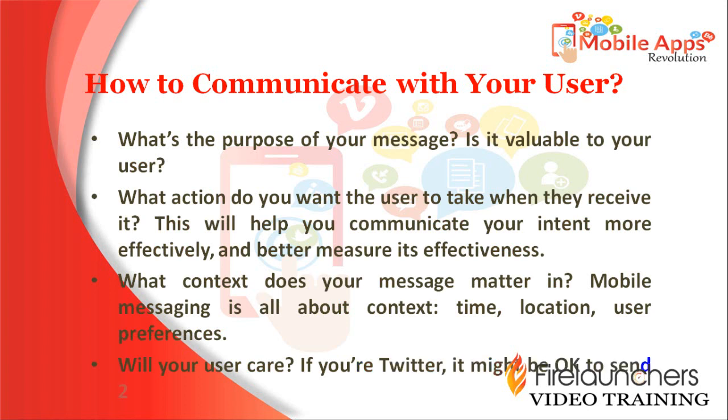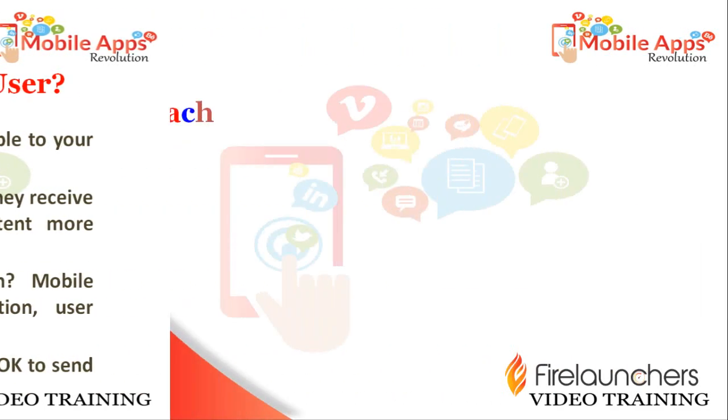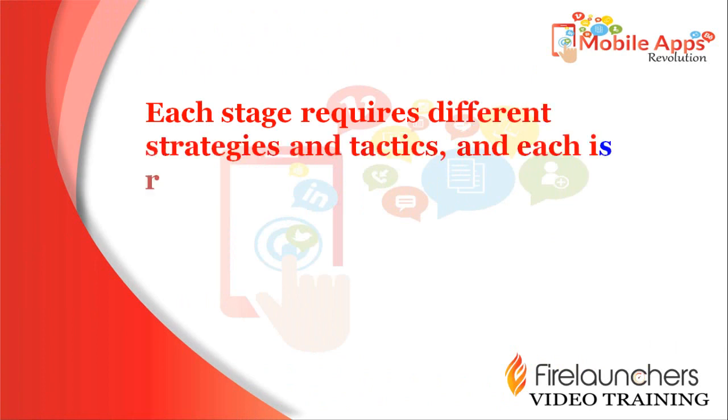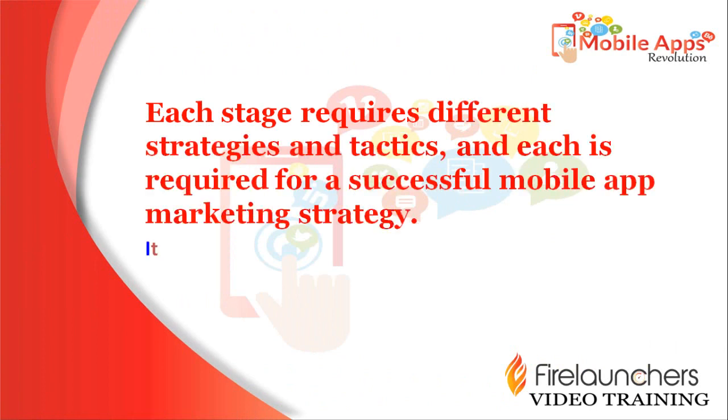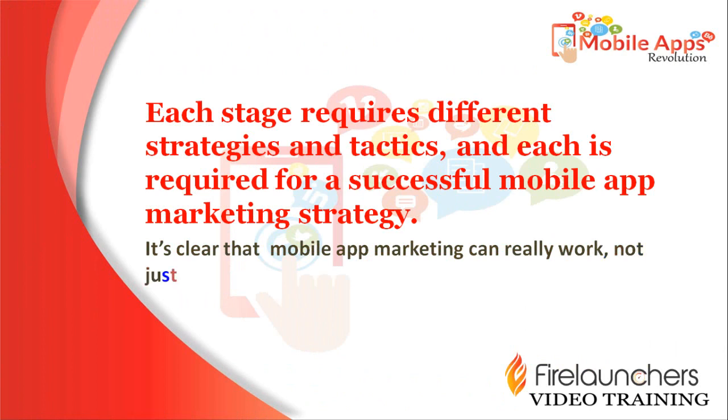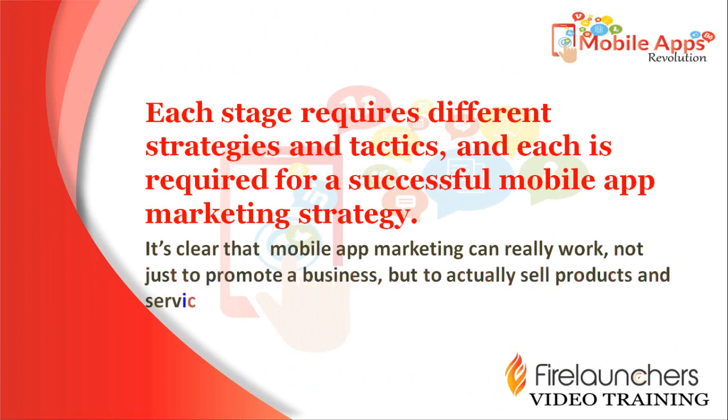What context does your message matter in? Mobile messaging is all about context, time, location, user preferences. Will your user care? If you're Twitter, it might be okay to send 20 push notifications a day. Each stage requires different strategies and tactics, and each is required for a successful mobile app marketing strategy. It's clear that mobile app marketing can really work, not just to promote a business, but to actually sell products and services.